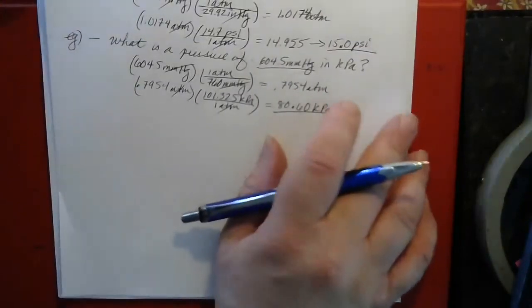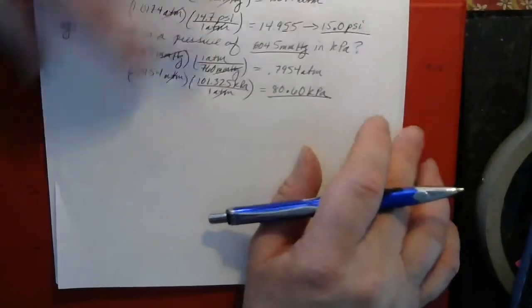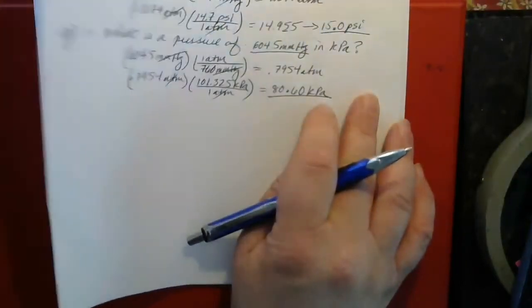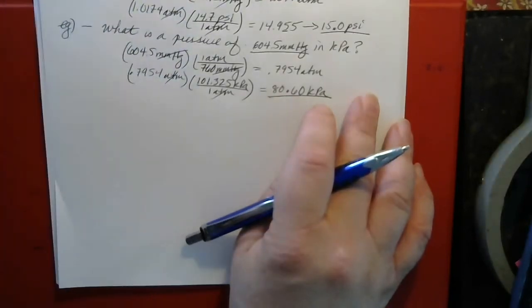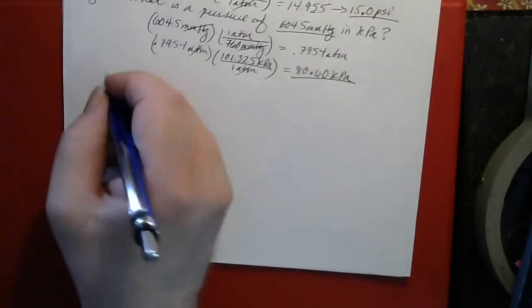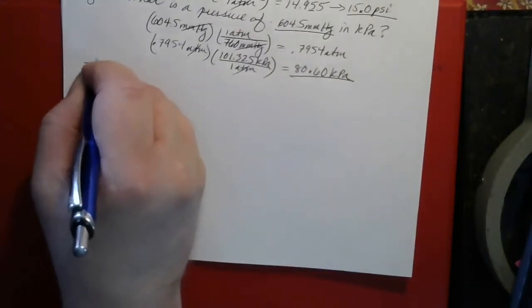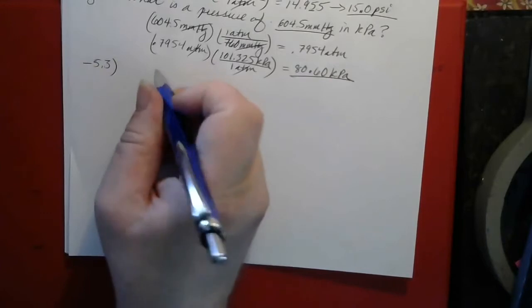All right. The book goes on and describes the manometer, a device for measuring pressures in the lab. And I'm going to skip that for now because we don't really need to go into that much detail on things. The next section is 5.3, and that's about simple gas laws.